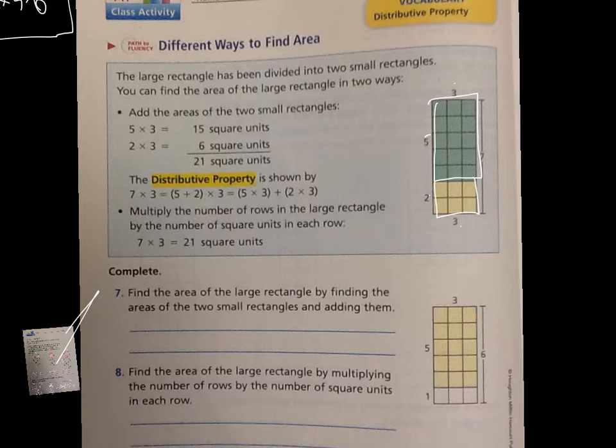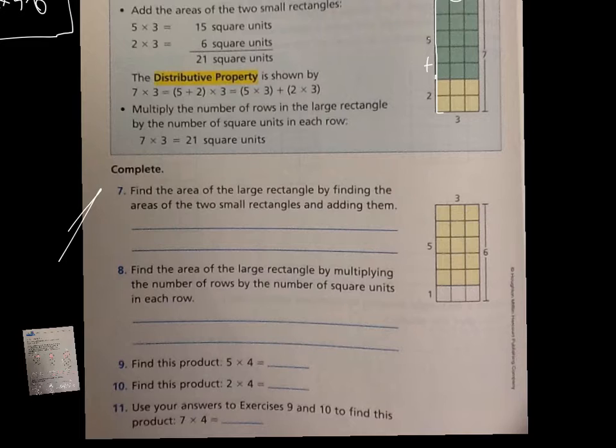The distributive property is shown: 7 times 3 equals 5 plus 2. And if you see the 7 times 3, it's right there. 7 times 3 is combining all of it, ignoring that it says 5 and 2. Just go 1, 2, 3, 4, 5, 6, 7. So there's 7 on the side and there's 3 on top. So 7 times 3 equals 5 plus 2 times 3, which equals 5 times 3 plus 2 times 3. Equals 21 square units. That's pretty deep thinking there, when most of you can just look at it and say, I know the answer.